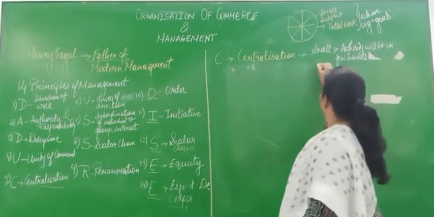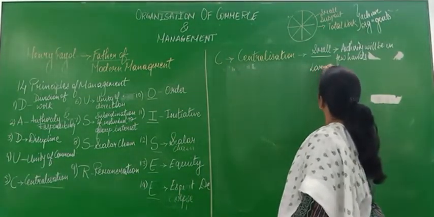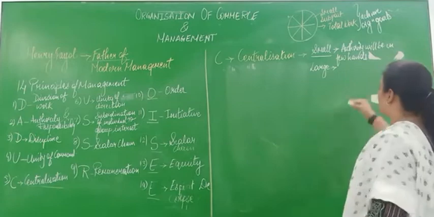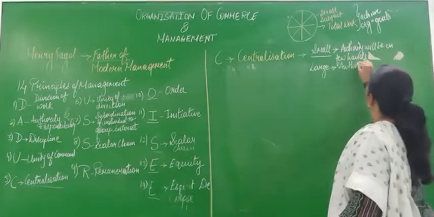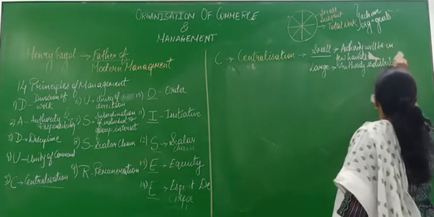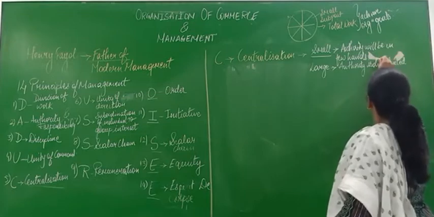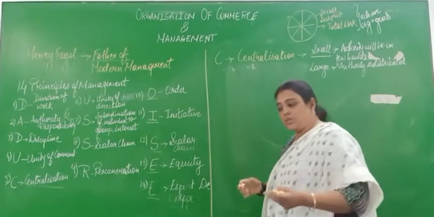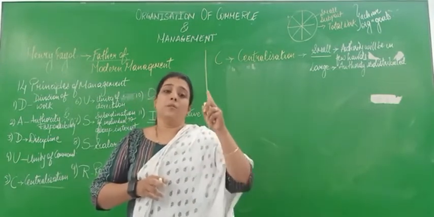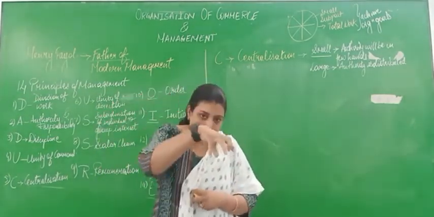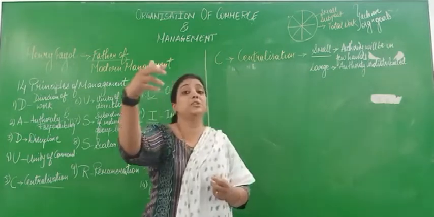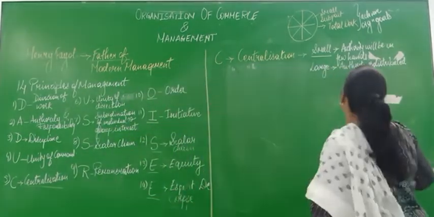But when the organization is large, meaning when the organization expands and has many departments, then authority is distributed. What happens? When there is a large organization, the authority is distributed amongst the different heads of the departments. Why? When it is centralized, the authority is centralized at one place, right? But when there is a large organization, then the authority is distributed amongst the different heads.